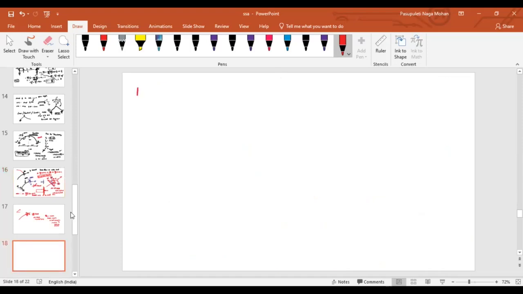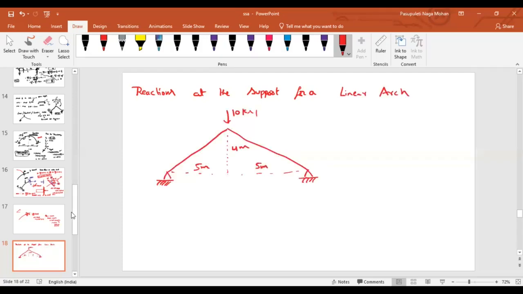Now, again the same thing, find out the reactions at the support for a linear arch. Can you please find out the reactions?